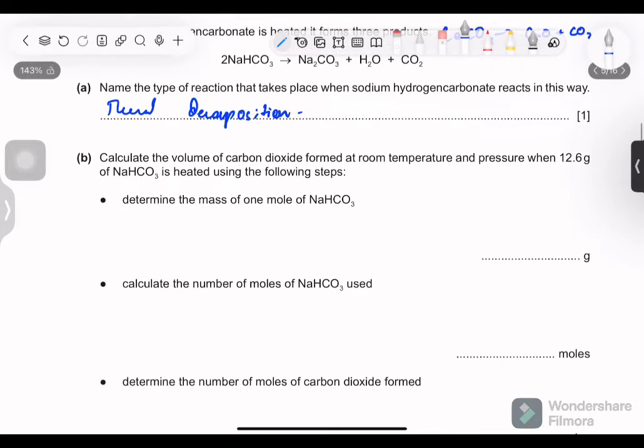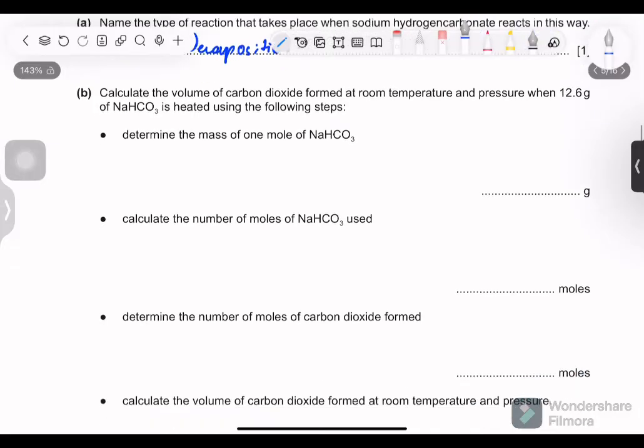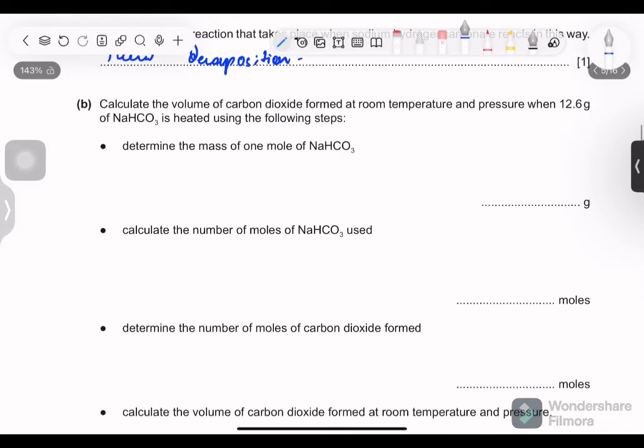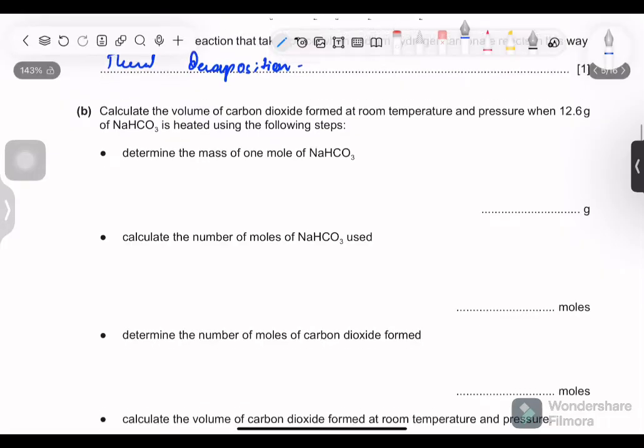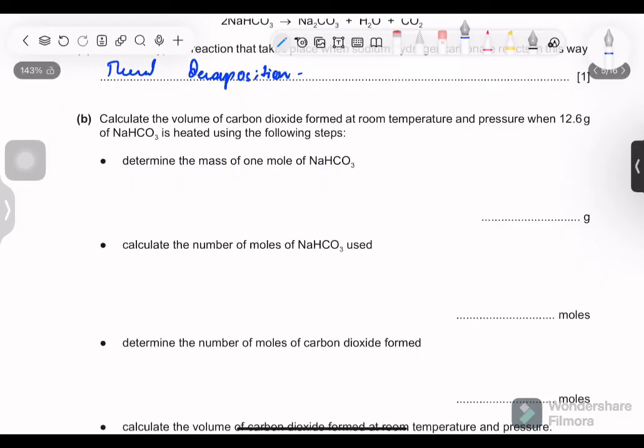Calculate the volume. Okay, we're up with moles. Calculate the volume of carbon dioxide formed at room temperature and pressure when 12.6 grams of sodium hydrogen carbonate is heated using the following steps. Determine the mass of 1 mole of NaHCO3.